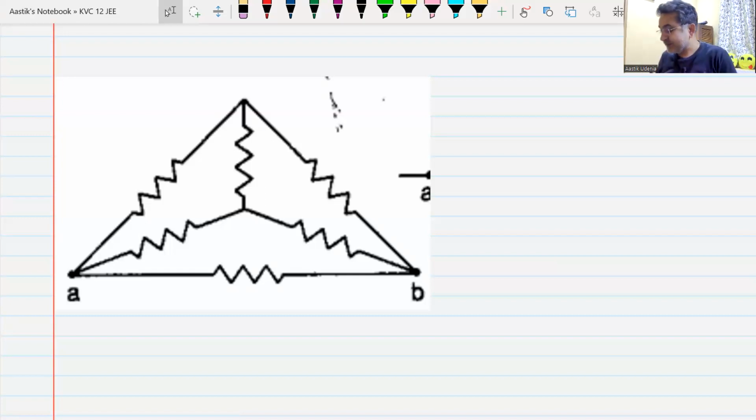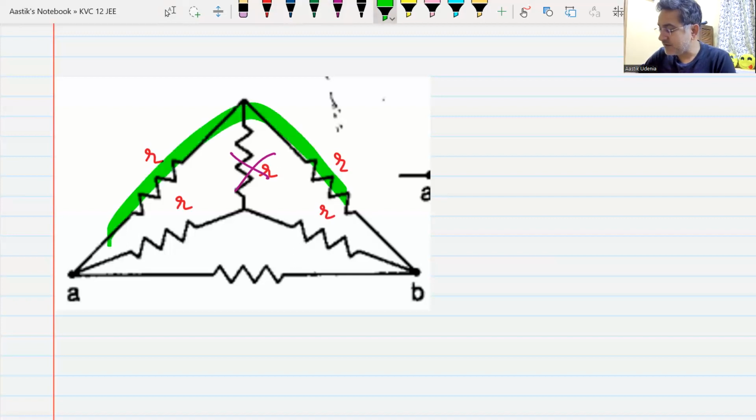Each resistor is R. I've just drawn these 5 because looking at these 5, you must realize something. What must you realize looking at these 5? The Wheatstone bridge, our favorite. So this one goes out.